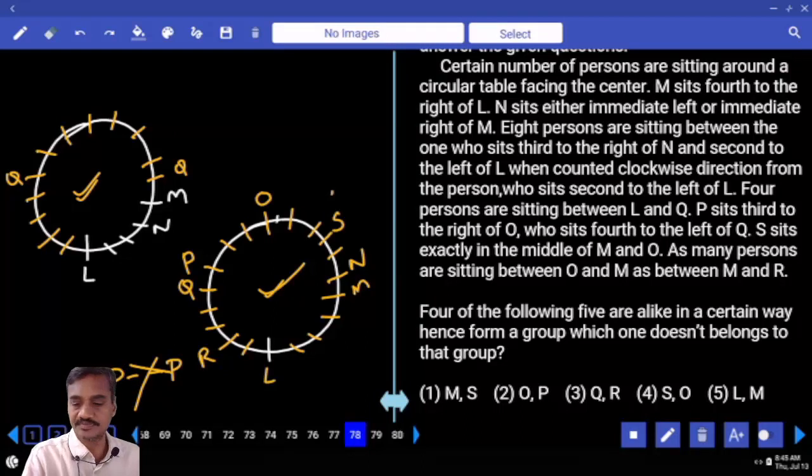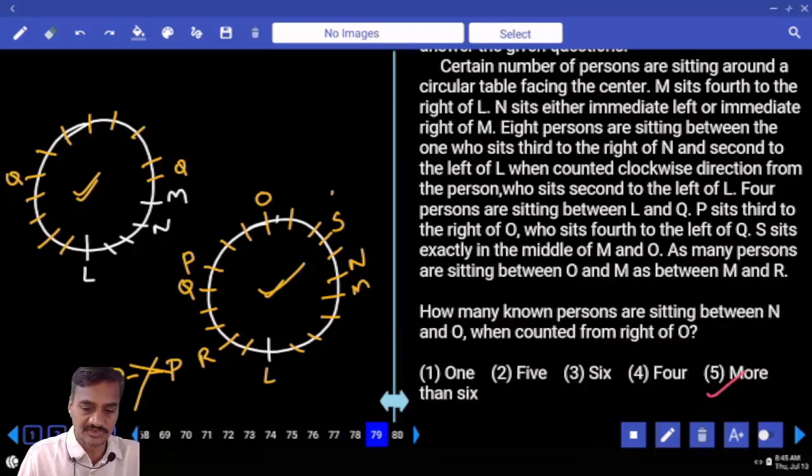Then 78, and 4 out of the following means odd one out. M and S, there are 2 people in between. O and P, there are 2 people between. Q and R, 2 people. S and O, 2 people. L and M, there are 3. Hence choice 5 is the odd one, 78.